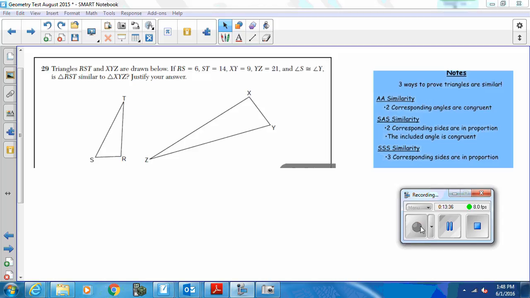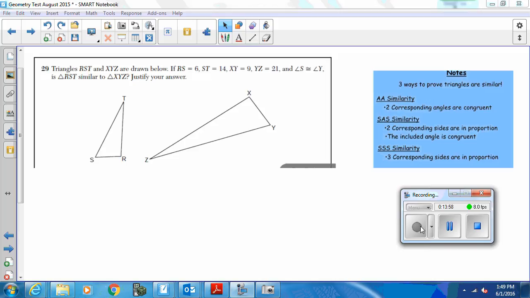Right, number 29 says triangles RST and XYZ are drawn below. If RS is equal to 6, ST is equal to 14, XY is equal to 9, and YZ is equal to 21, and angle S is congruent to angle Y, is triangle RST similar to XYZ?